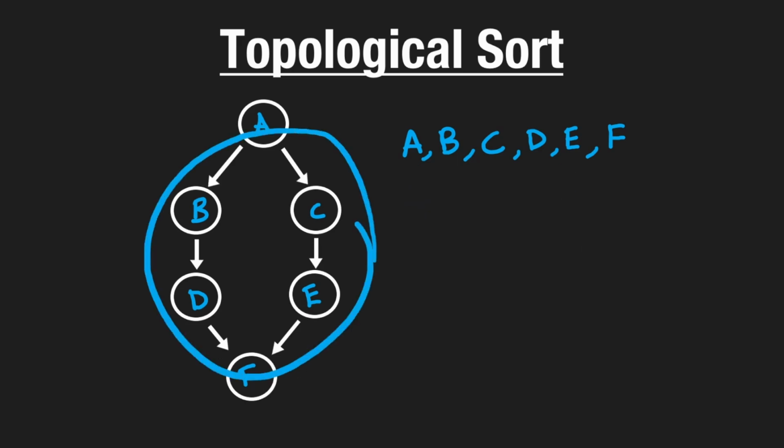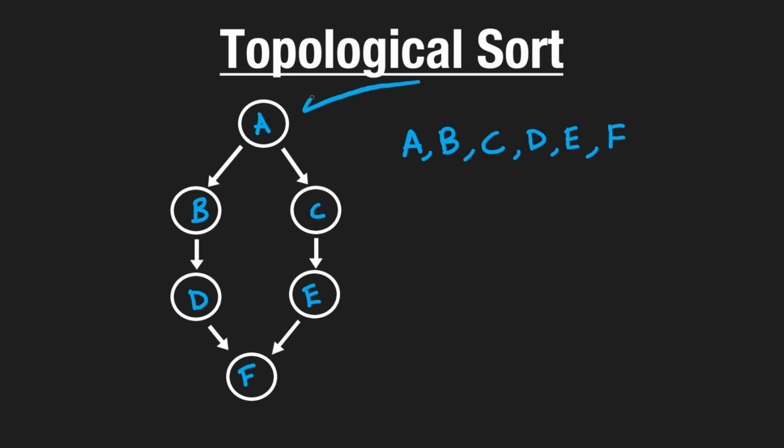So given this graph, it's guaranteed that A is going to come first in the sequence. Nothing else could come first because every single other node has an edge coming into it. F has a couple edges coming into it, D and E, but it has nothing coming after it. So F is actually guaranteed to be the last in this topological ordering. A, of course, doesn't have anything coming into it. That's why it appears first.